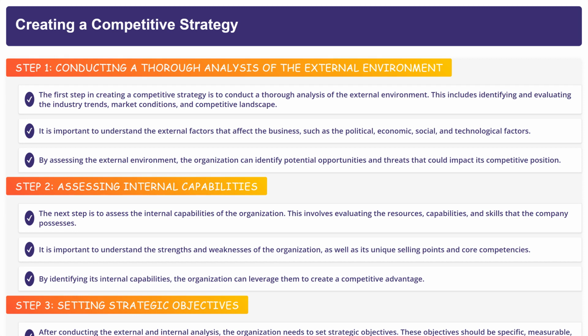Finally, it is important to implement and monitor the strategy. This involves allocating the necessary resources, aligning the organizational structure, and continuously monitoring the performance against the set objectives. Regular evaluation and adjustment are crucial for the success of the competitive strategy.